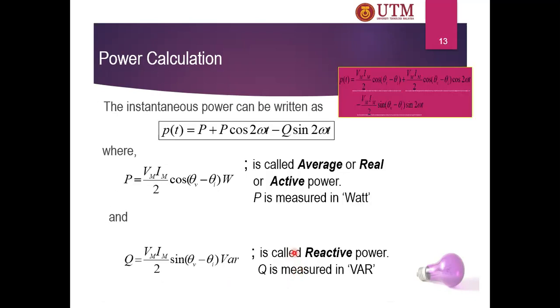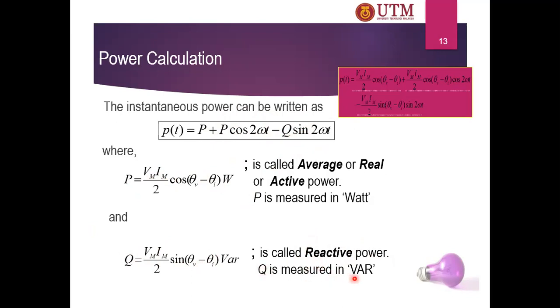From that equation we can simplify. We define the first term as P, which is the average power, sometimes also called real or active power, measured in watts. Please bear in mind that P here is the average power, not the instantaneous power. The equation is Vm Im over 2 cos(theta V minus theta I), and the unit is watt. The second term is P multiplied by cos(2 omega t), while the third term has Q, which is Vm Im over 2 sin(theta V minus theta I). Q is defined as the reactive power, measured in var.